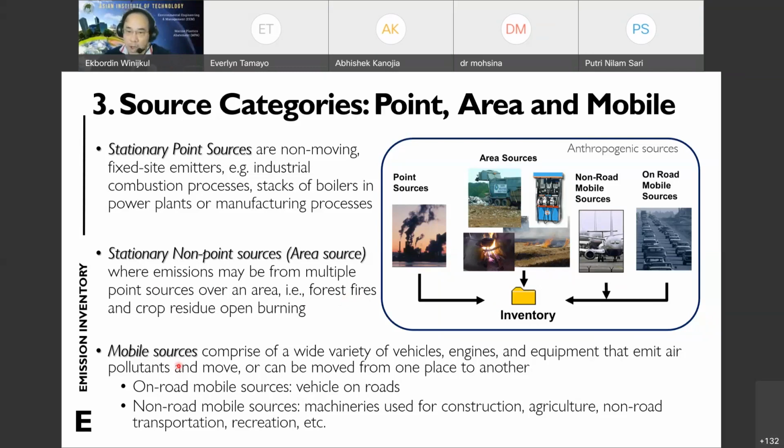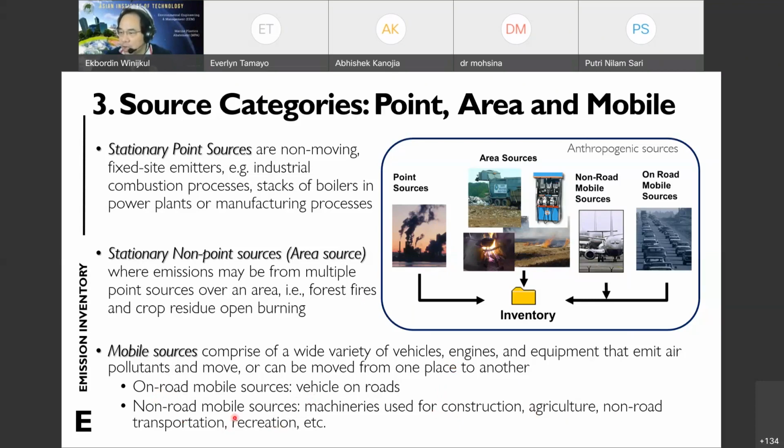And then the last one is going to be the mobile source. This mobile source includes the emission from the vehicles, from the engine or the equipment that emit air pollution. It can be moved or it cannot be moved, depending on the subtype. And for this subtype, they usually categorize into on-road and non-road. So as the name says, the on-road is going to be the vehicle, or the engine, that is usually used on-road. And then the non-road is going to be any machinery that is not used on-road. For example, used for construction, used in the agricultural area, or used for non-road transport or recreation.